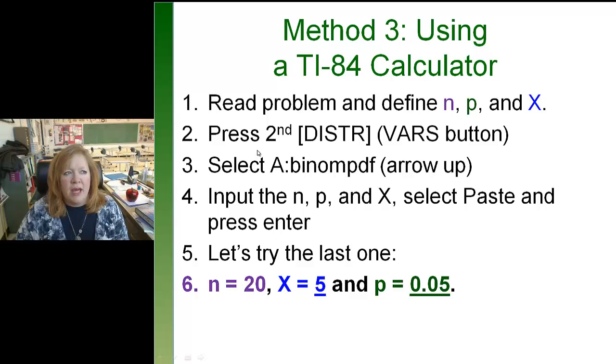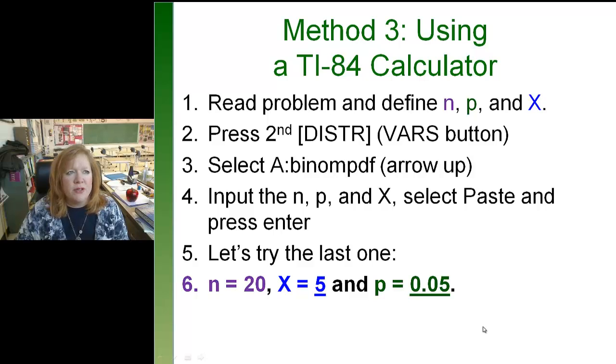Then you need to press second and the vars button, which is DISTR. Then you're going to select A, binomPDF, which is probability distribution function. Input the n, p, and x, and then select paste and press enter. And we're going to try this one right here. n is 20, x is 5, and p equals 0.05. So you can pause it here to write down the steps, or pause it here to grab your graphing calculator.